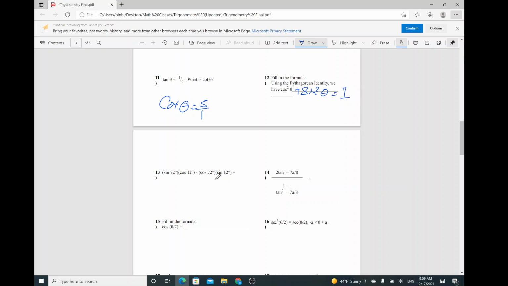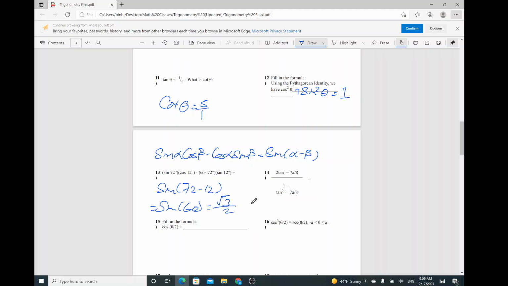And then this one using the difference of sine. So sine of 72 minus 12. Because the structure for the difference of sine is sine of alpha cosine of beta minus cosine of alpha times sine of beta. So that equals sine of alpha minus beta. So we're using the structure. So that's sine of 60 degrees. So sine of 60 is root 3 over 2 using the special right triangle.